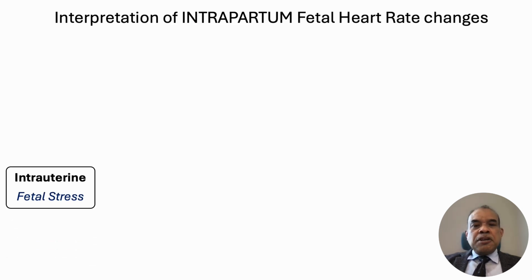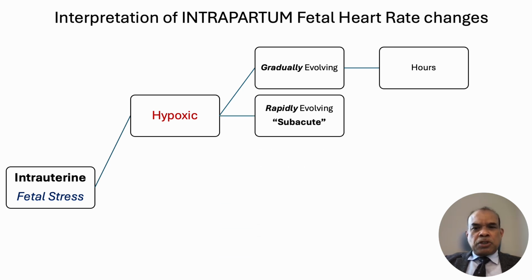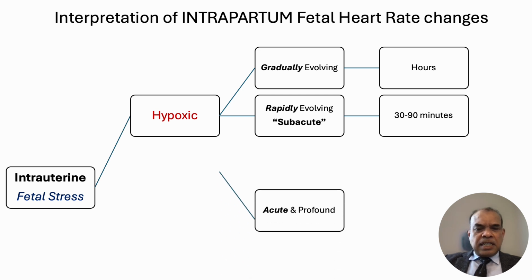Then we come to intrapartum fetal heart rate changes, and we know the fetuses can be exposed to hypoxic stress, which can happen over a number of hours. As I said, gradually evolving hypoxia is the commonest type of hypoxia. Then the hypoxic stress can come quite rapidly in the first stage of labor if we use oxytocin or prostaglandins to induce or to augment, and in second stage of labor due to active maternal pushing. And this kind of hypoxia comes usually within 30 to 60 minutes.